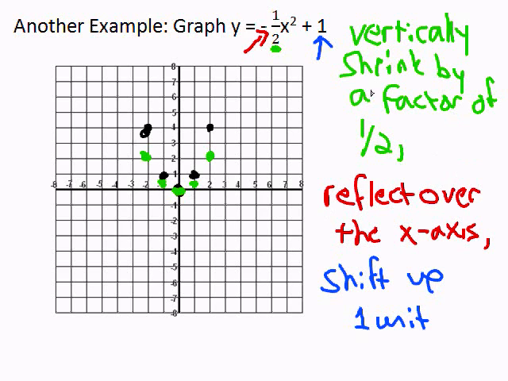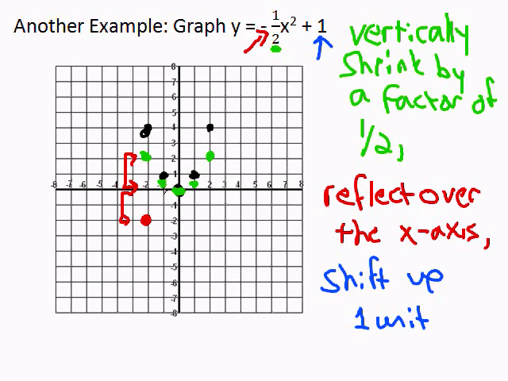So now we're looking at the green points, and we're going to reflect all those green points over the x-axis. Now to do that, you just need to find out how far away they are from the x-axis. This point right here is 2 away from the x-axis, so then it's going to go 2 down. So it's going to become negative 2.